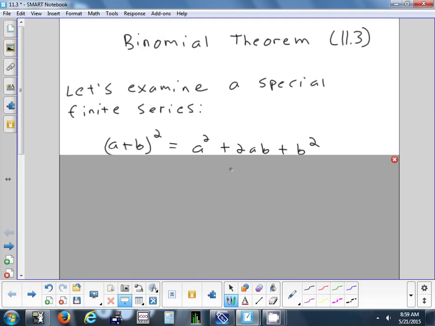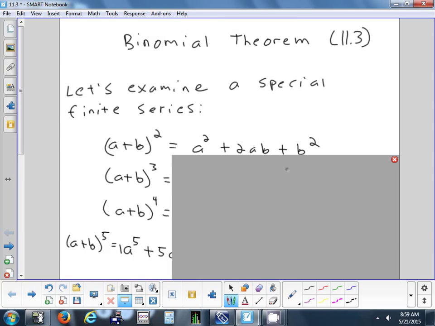All right, so what I've done is I just FOILed out a plus b times a plus b. So that would be a squared plus ab plus another ab. So you have 2ab plus b squared. Okay, that's not too bad. But when we start to cube it, okay, let's do that one out by hand. Okay, so we're going to take a plus b times a plus b times a plus b.